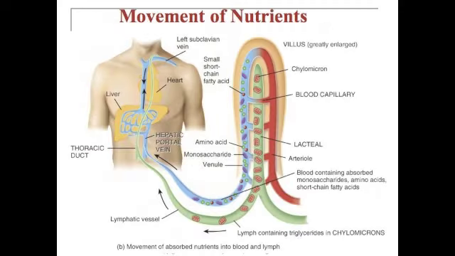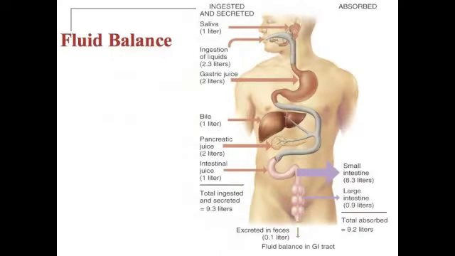So we're back to figure 24.22 now on page 978. And this shows the movement of absorbed nutrients into the blood plasma and lymph. So figure 24.23 on page 980. This shows daily volumes of fluid ingested, secreted, absorbed, and excreted from the digestive canal. All water absorption in the digestive canal occurs via osmosis.